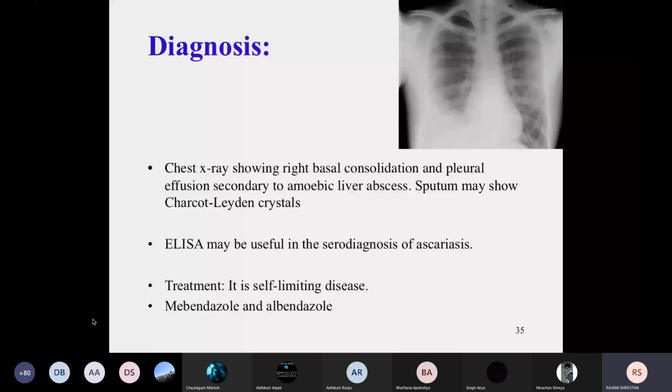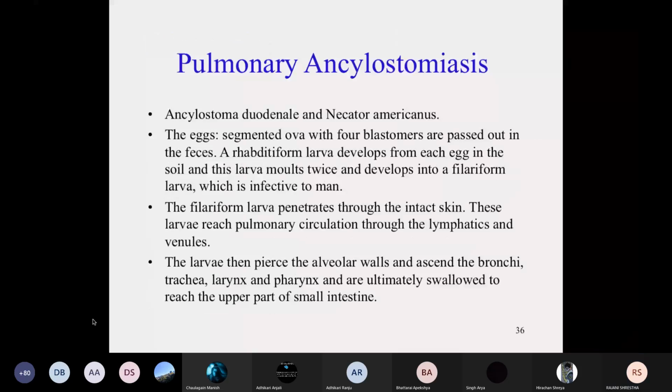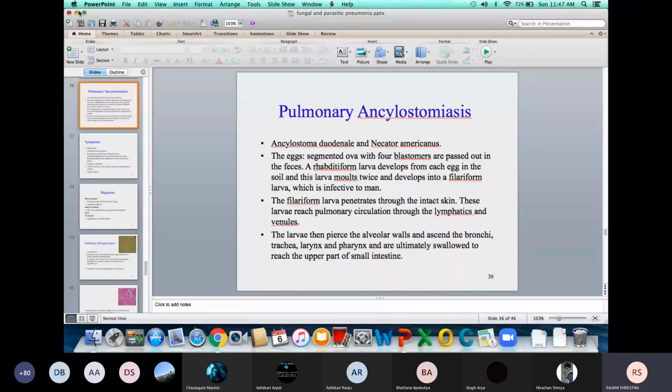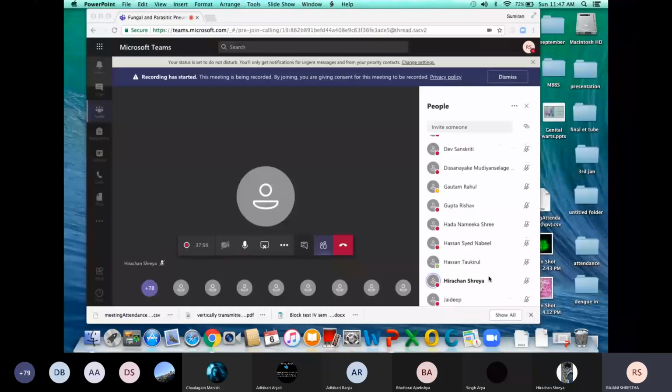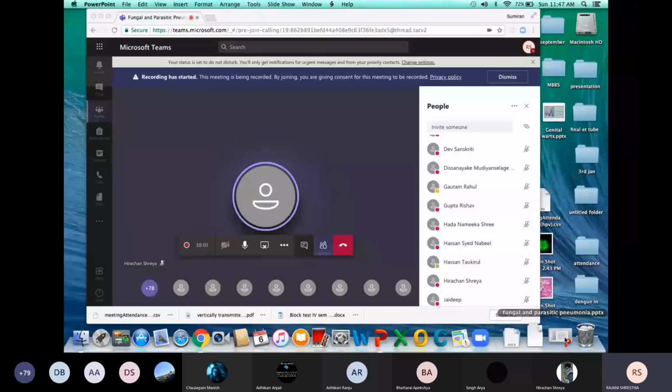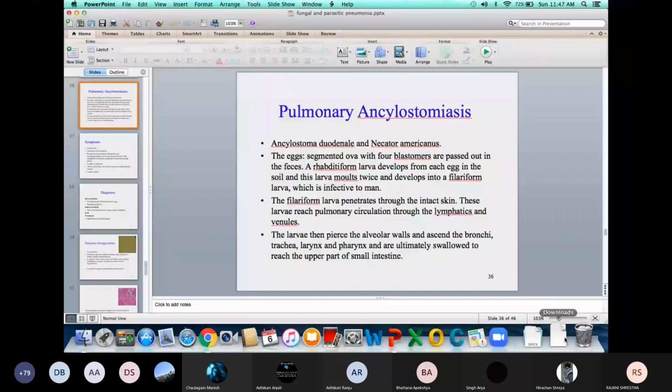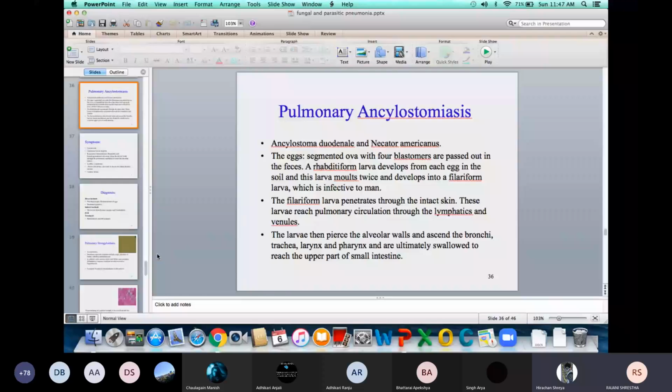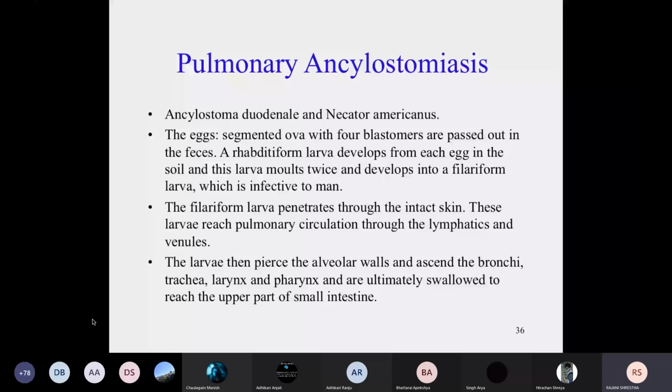In the cases of ankylostomiasis, what is the root of infection? Okay, Shreya. Yes, ma'am. Okay, so what is the root of infection for ankylostoma duodenale? How does this parasite get into the body? Skin. Through the skin. It penetrates the skin because there is a presence of filariform larva.